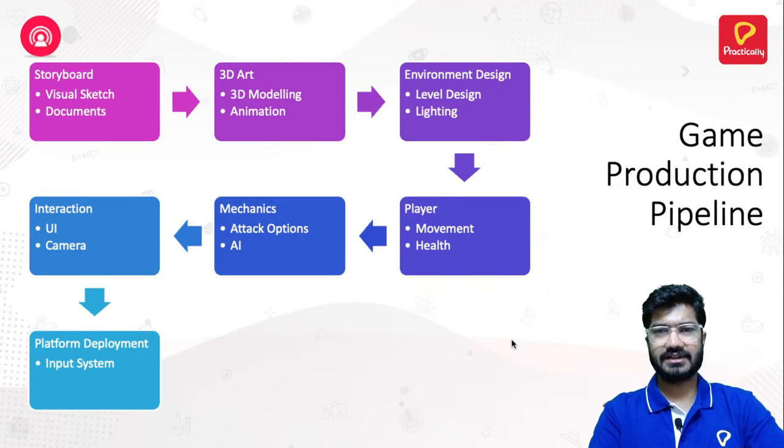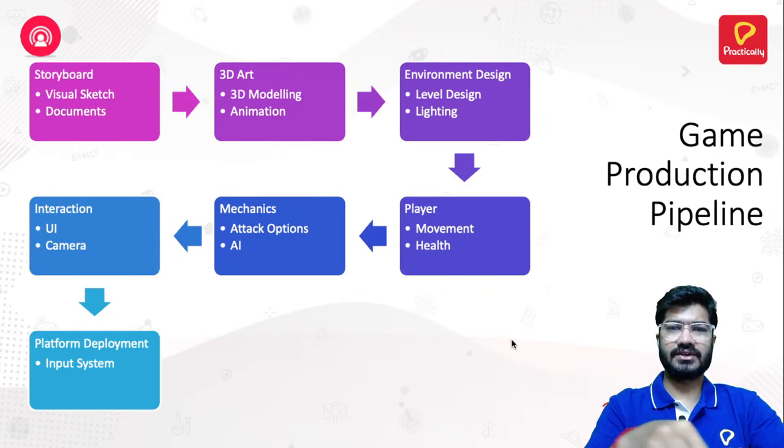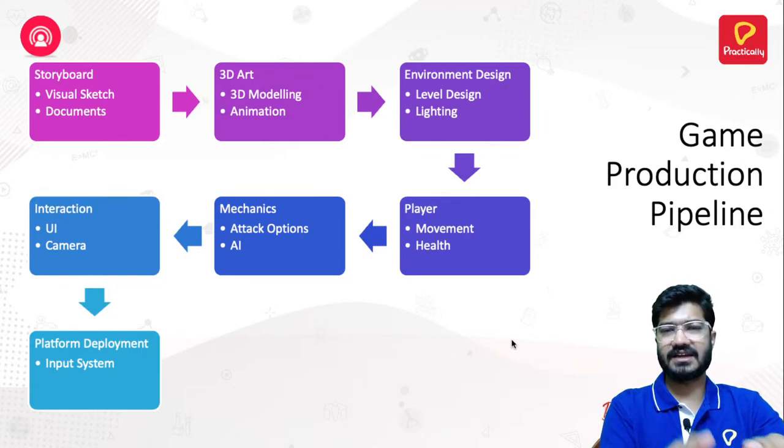Then artificial intelligence: if our player reaches a certain point, then those enemies will be activated, and how they are going to attack the player, and if there is any escape path for our player, how we can guide him through that escape path, those kinds of designing. Designing of artificial intelligence and all this kind of thing, we do inside the mechanics phase.